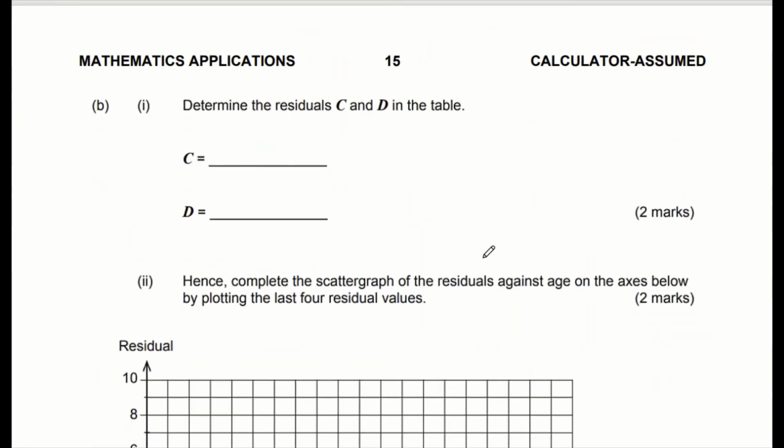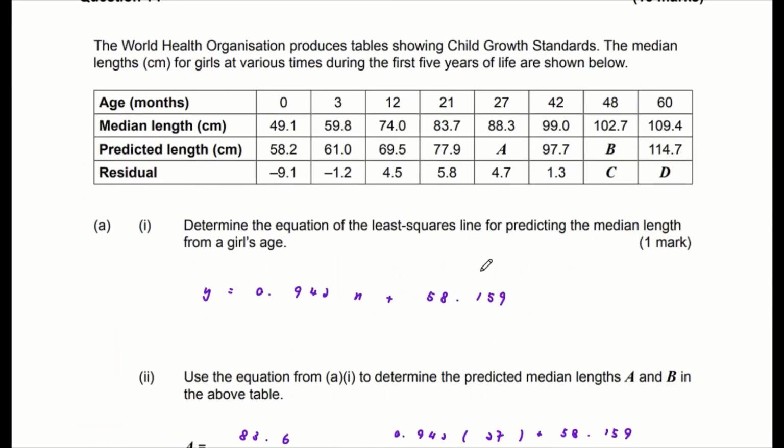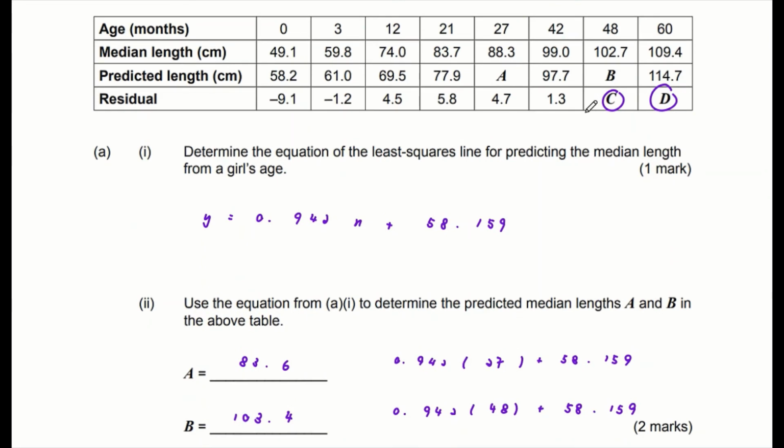Okay, B1, determine the residuals C and D in the table. So you have C and also D here. Since you already have the value for B, we are not going to repeat calculating the whole thing again. You can straight away use the value that you have. Because your residual follows this, you only do one decimal place, so that's totally fine. Your B is 103.4.